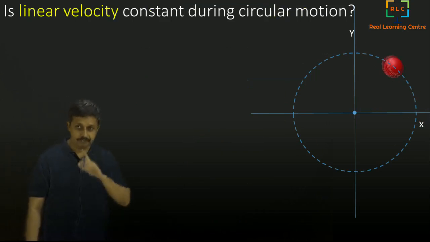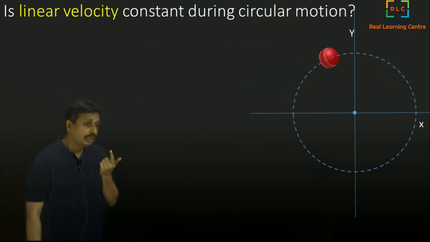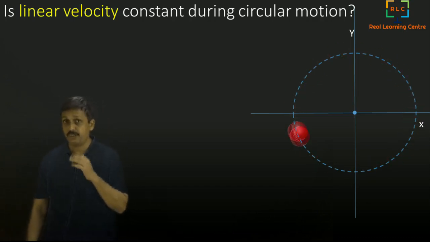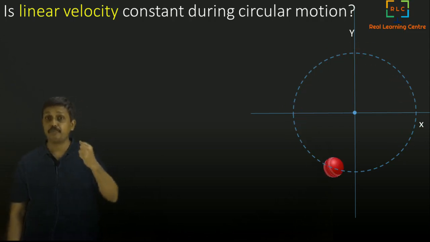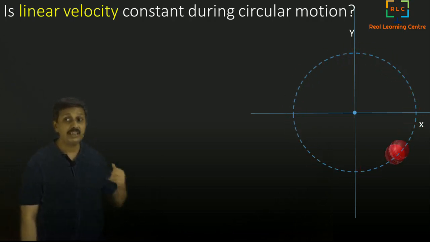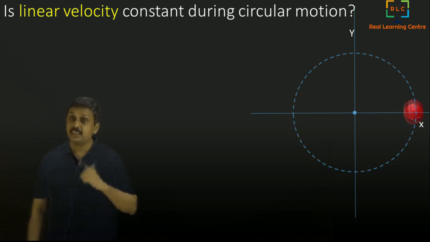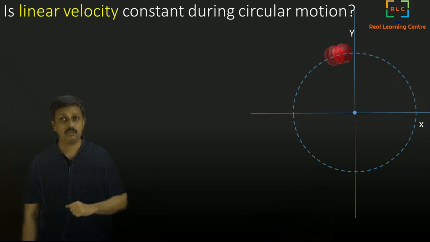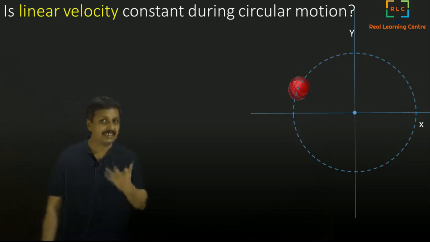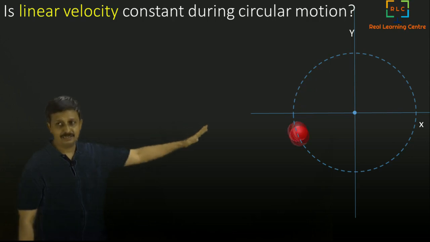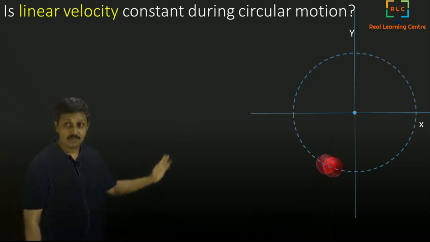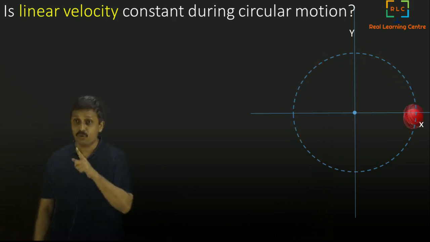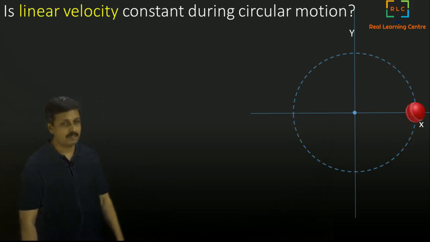Now, let us understand linear velocity. We talked about linear speed and angular speed, and suddenly now I am moving into linear velocity. Is linear velocity constant during circular motion? That is the question, which we have answered. Linear velocity is never constant. It is changing. Why? Because the angle is changing. Let us see how. I am going to stop it at some point.